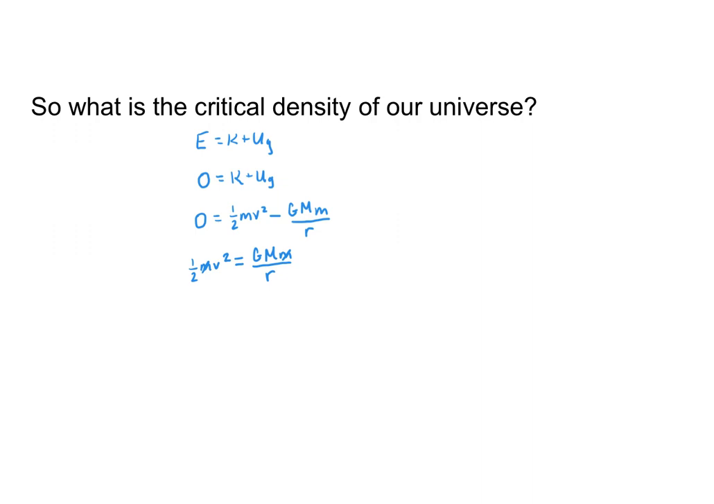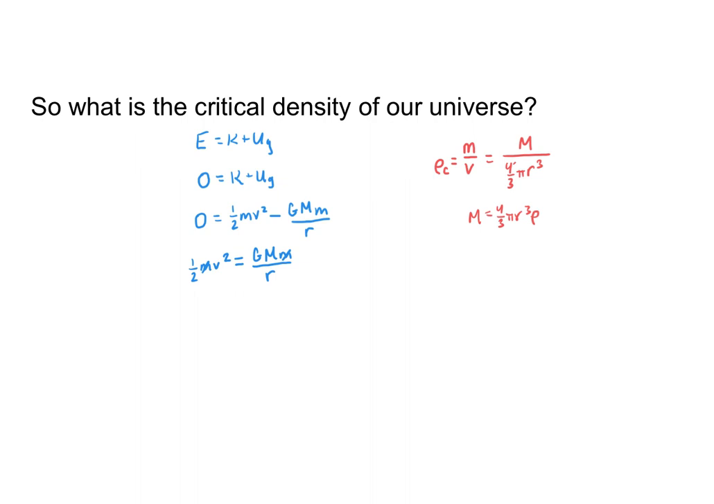Now, let's talk about the mass of our universe. Because we're interested in critical density, we haven't even talked about density yet. But we know that density is equal to mass over volume. So for our universe, our critical density is equal to the mass of the universe divided by the volume of the universe, which we can model as a sphere. That volume is 4/3 times pi times r cubed. So now we're going to plug that in for mass. Mass is equal to 4/3 pi r cubed times the density of the universe.